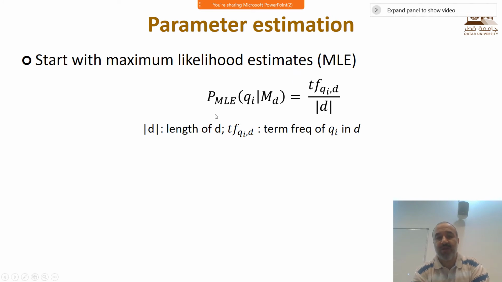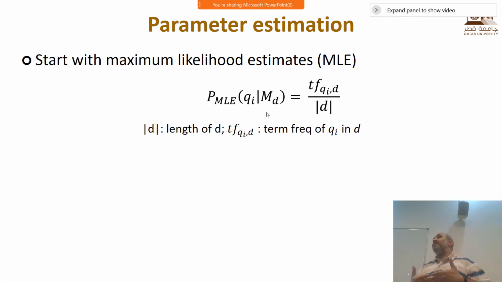Okay, so we call it the maximum likelihood probability of QI given the model of the document. Any questions so far? Does that mean that we are done? Did we get the probabilities that we want to compute? Yes, right? This is general. For any query term, I can compute the maximum likelihood estimate and then multiply them.